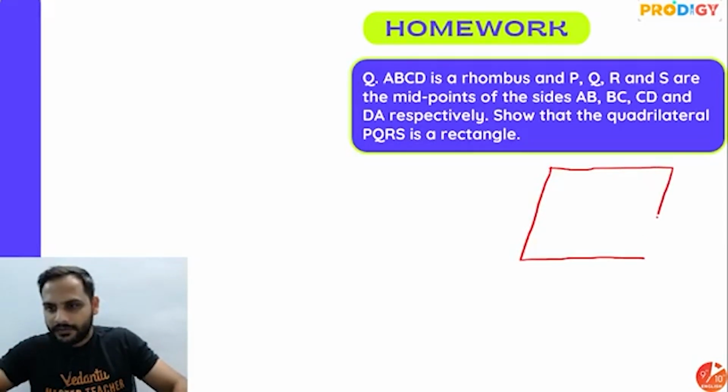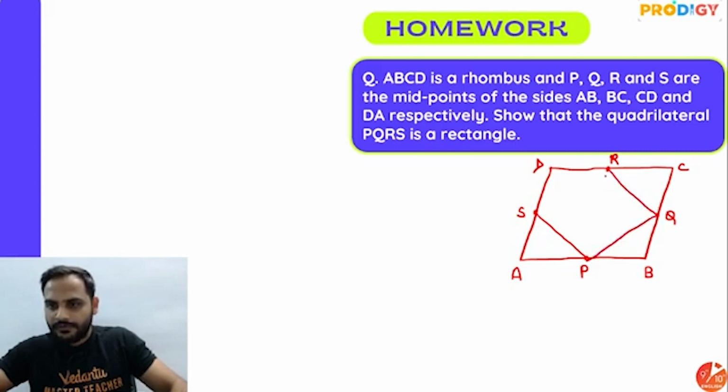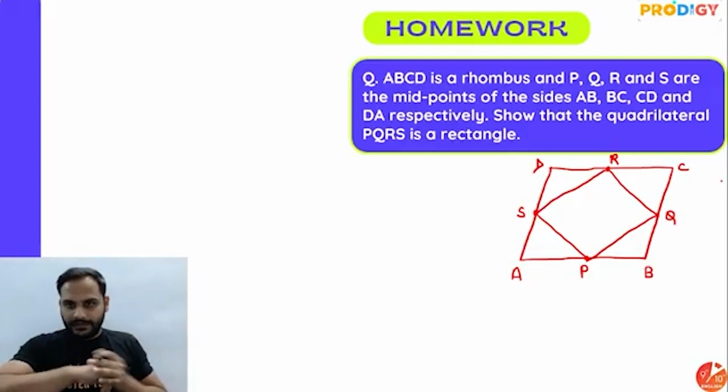So this is our diagram. ABCD is a rhombus. P is the midpoint of AB, Q is the midpoint of BC, R is the midpoint of CD, and S is the midpoint of AD. If I join these points, I have to prove that this special quadrilateral which we are getting is a rectangle. We have to prove that PQRS is a rectangle.